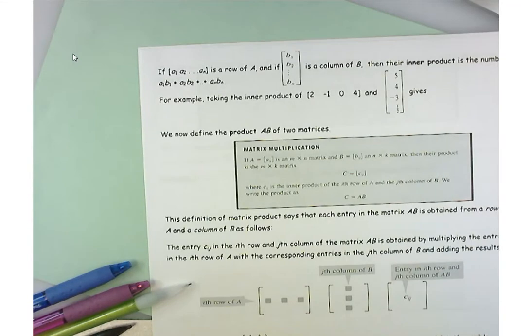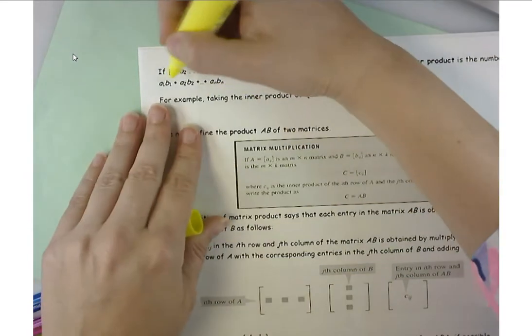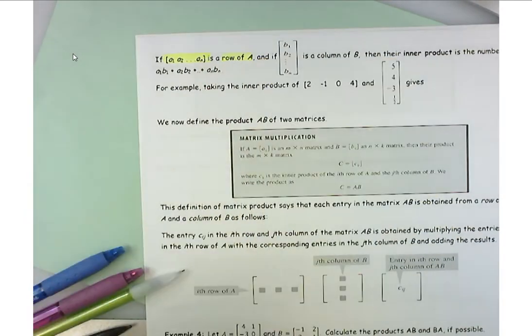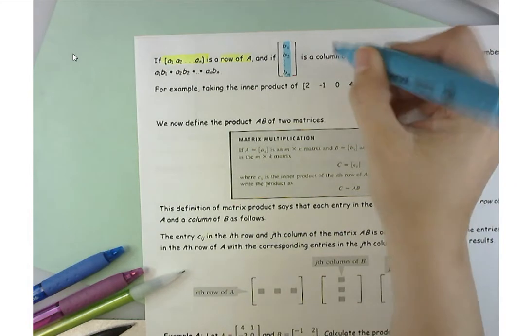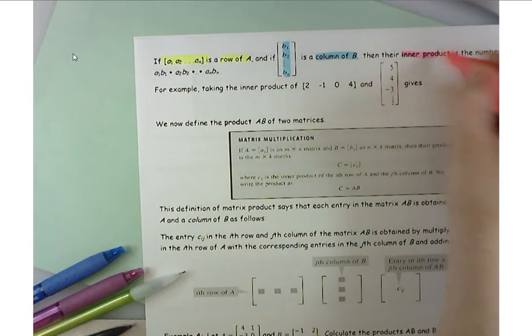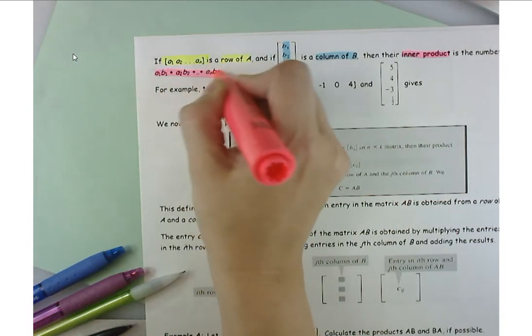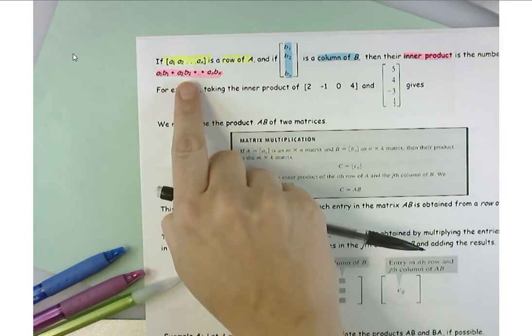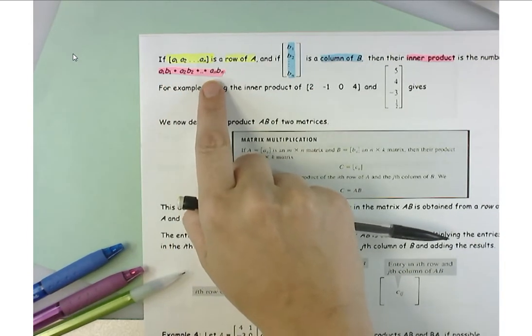So they give you, it says if A sub 1, A sub 2, all the way up to A sub n is a row of A, and B sub 1, B sub 2 to B sub n is a column of B, then their inner product is this number. And that number is A1 times B1 plus A2 times B2 all the way up to An times Bn.